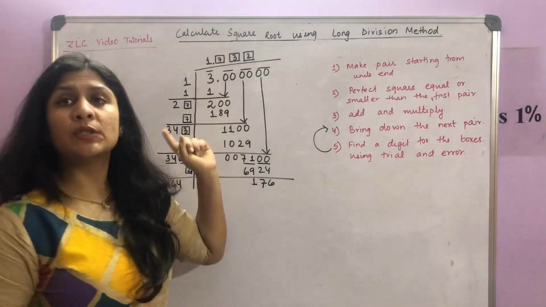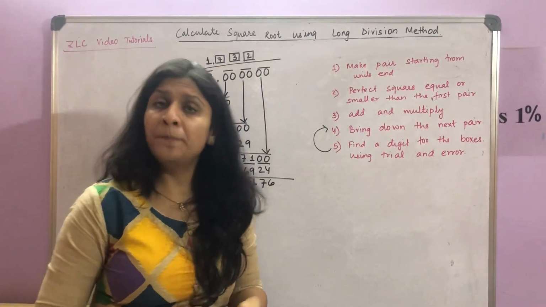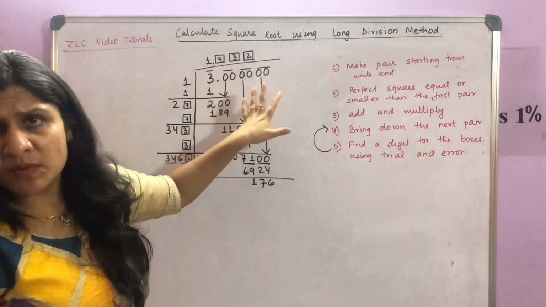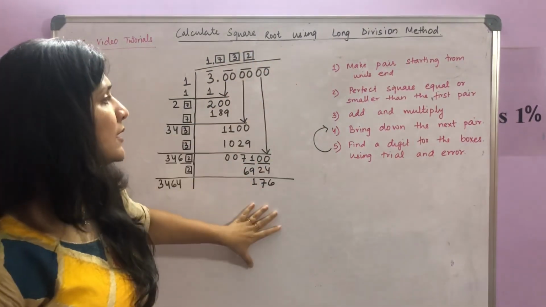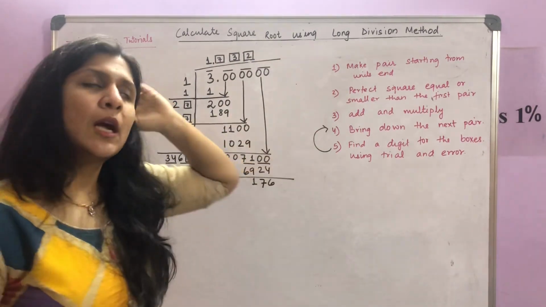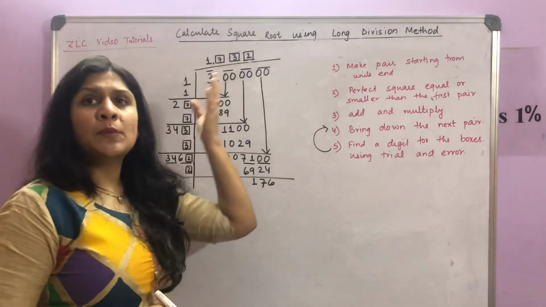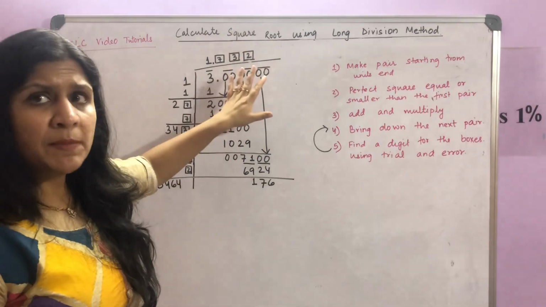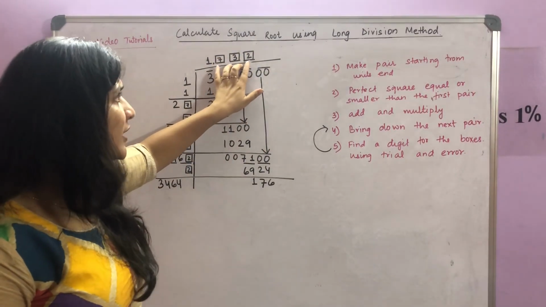I can keep on going till infinite. As we know, root 3 is an irrational number, so it is a never-ending decimal. I can keep on doing this for as long as I want, and I will keep getting another digit after the decimal. But I wanted to calculate correct up till 2 decimal digits. So I'm going to stop at the 3rd decimal digit.